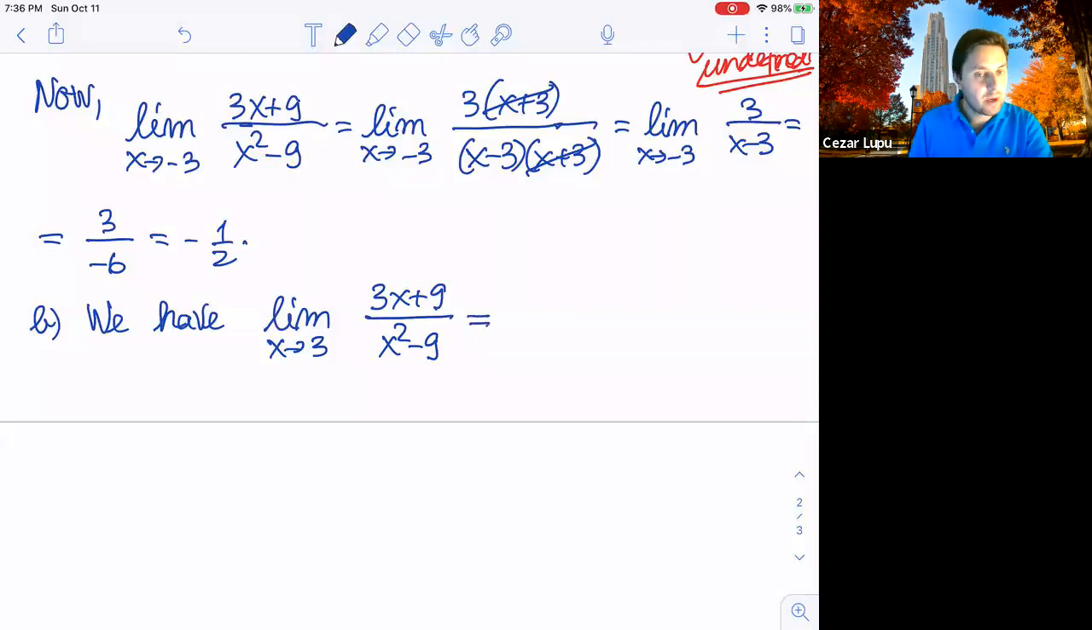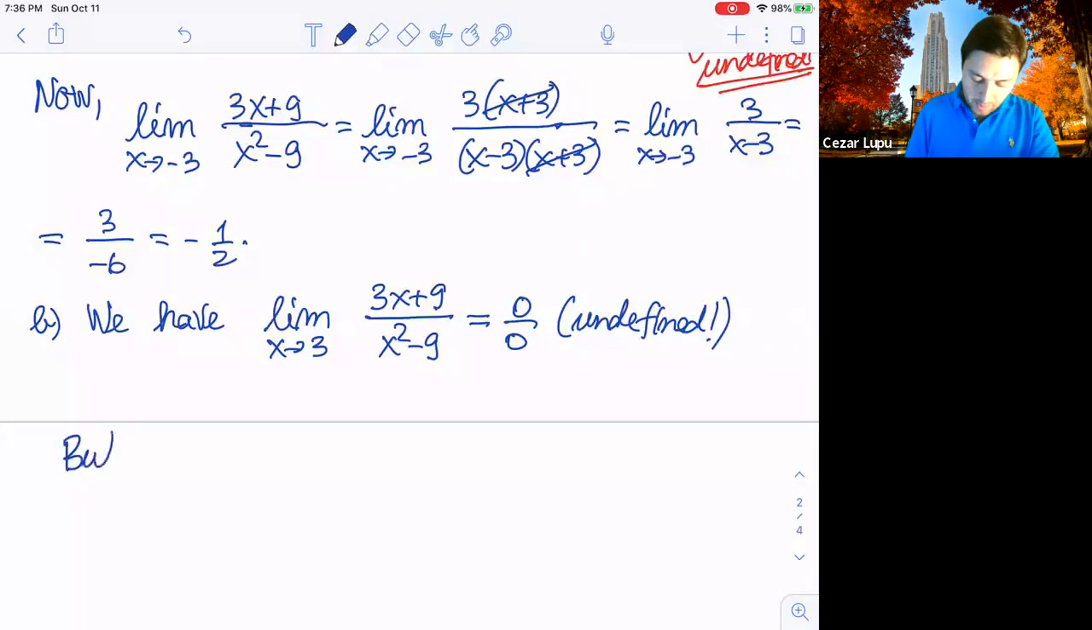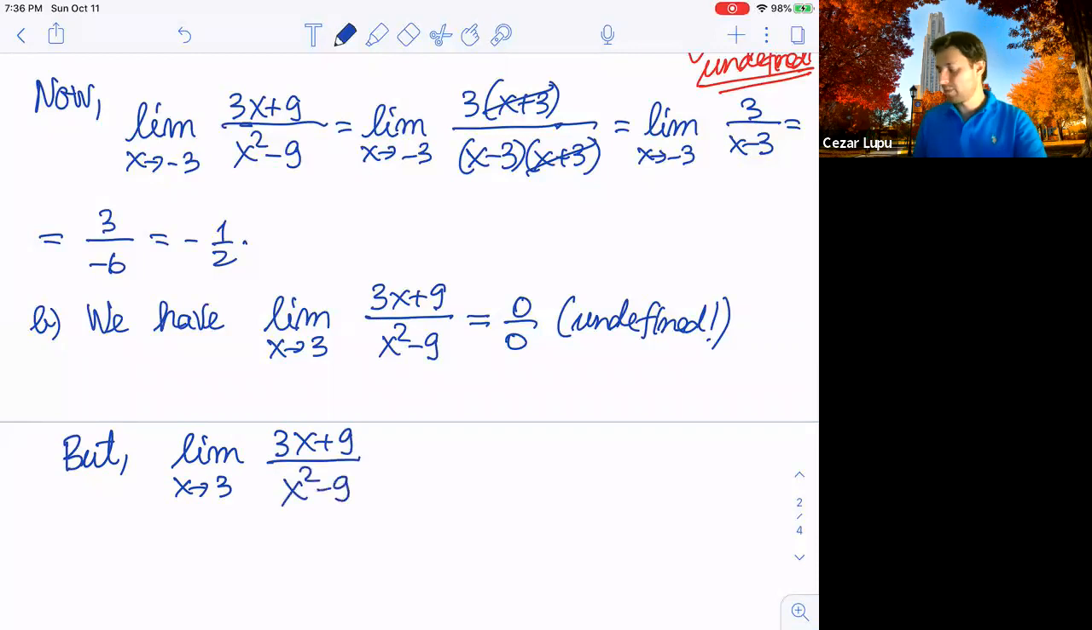And this, again, we can plug in the value 3. So once we plug in the value 3, unfortunately, we'll get again 0 over 0, which is undefined. But we have seen previously that we can do this trick. We can factor things out. And we can write this limit. So this time it will be the limit as x approaches 3 of 3x plus 9, everything over x squared minus 9, right? And we can factor this, if you look at it.